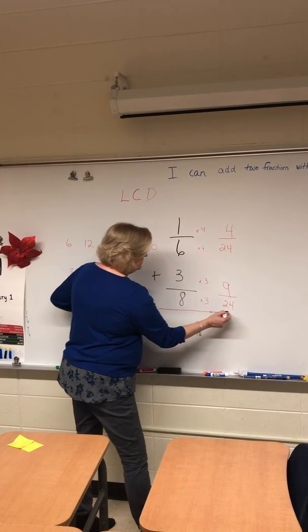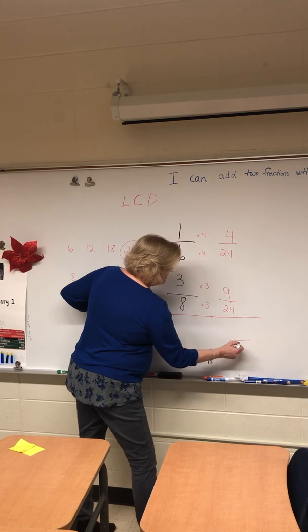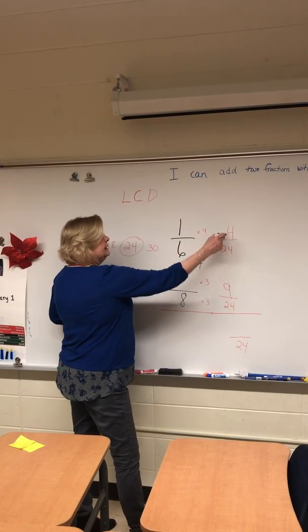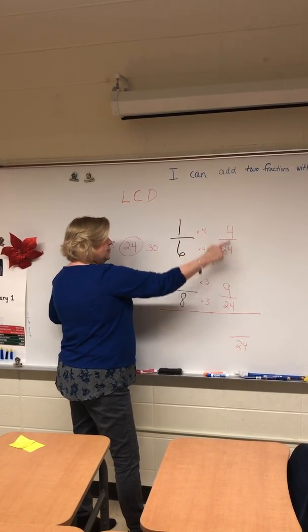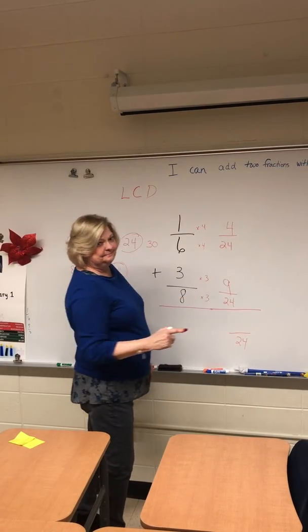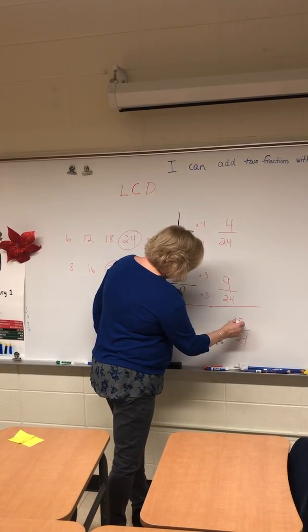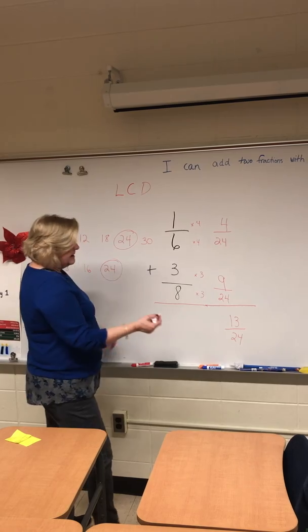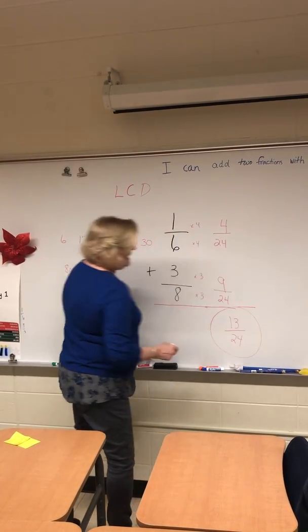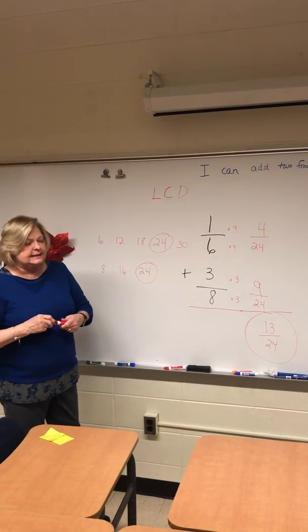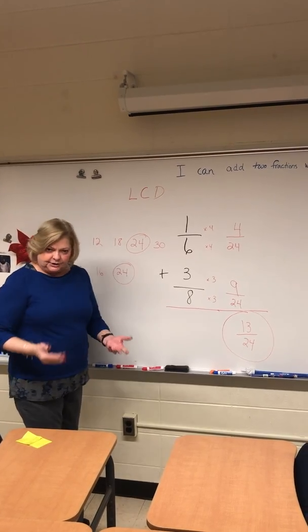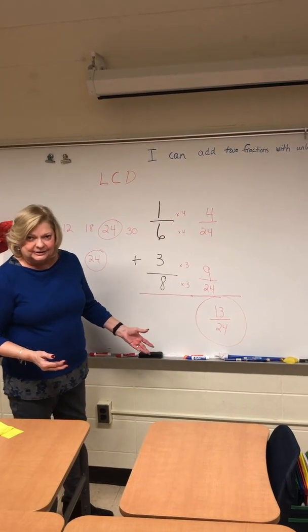I'm going to extend over here. So I know my denominator is 24. 9 plus 4, 4 plus 9, 13. And that's my final answer. So again, if you circle your final answer, it's easy for us to find, easy for you to see, easy for you to check your work.